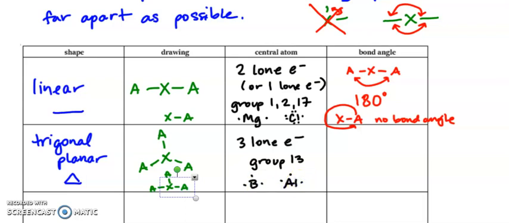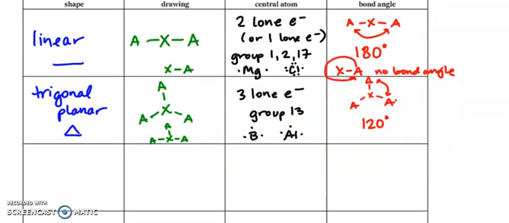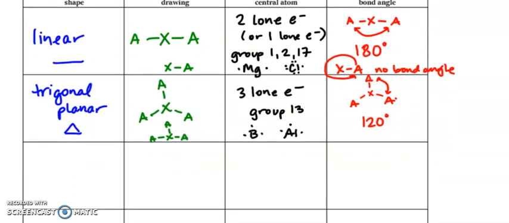So your bond angle here, if they're all equally spaced, this distance from here to here is going to be 120 degrees, a third of a circle. So 360 divided by 3. All right, our next shape is tetrahedral.